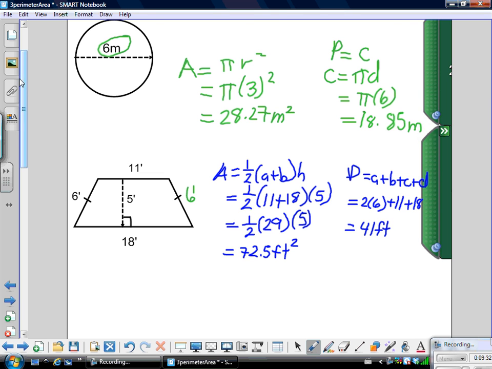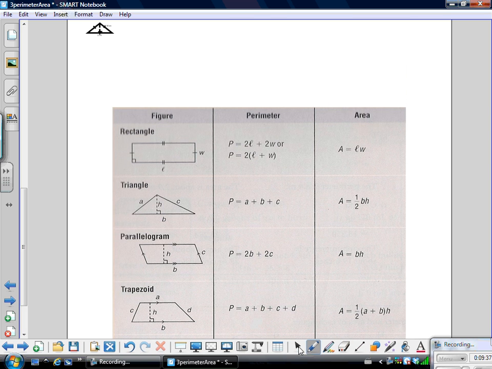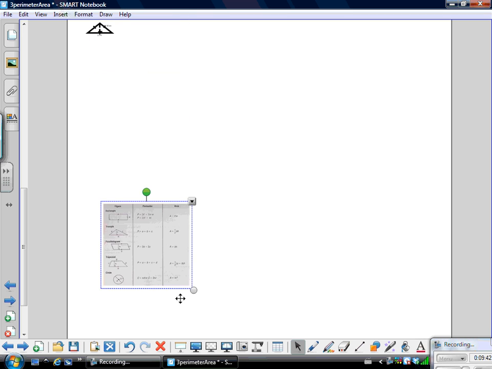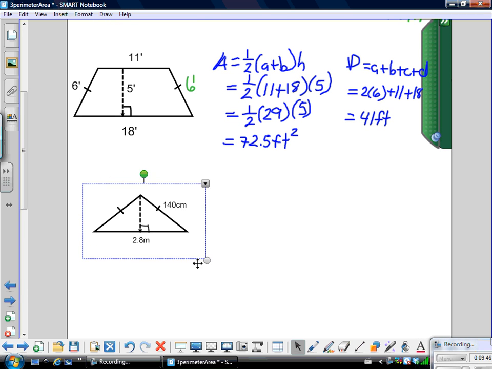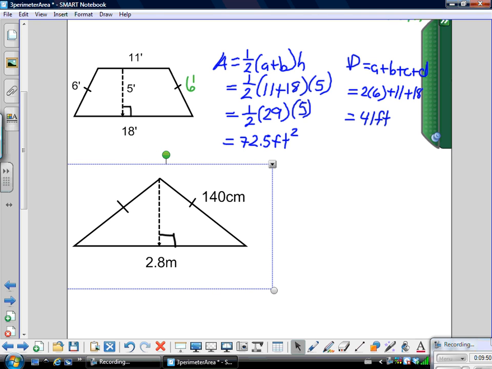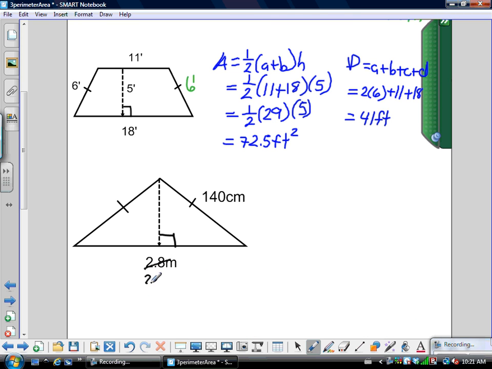And our final question. Now, there is some issue with our final question. One of the measurements that's on your sheet is incorrect. So we're going to first of all correct that. And the measurement that is incorrect is the bottom one where it says 2.8 meters. We're going to change that to 2.4. So that's the very first thing that you need to do, is change that to 2.4 meters.